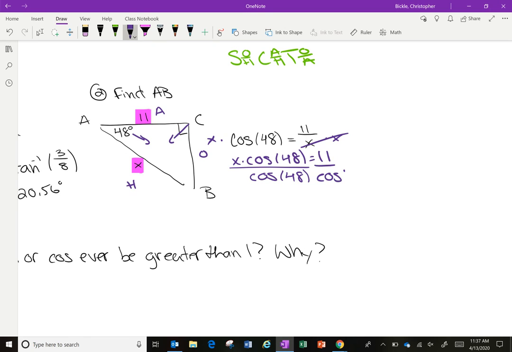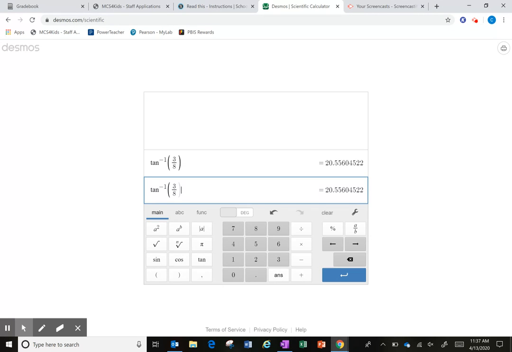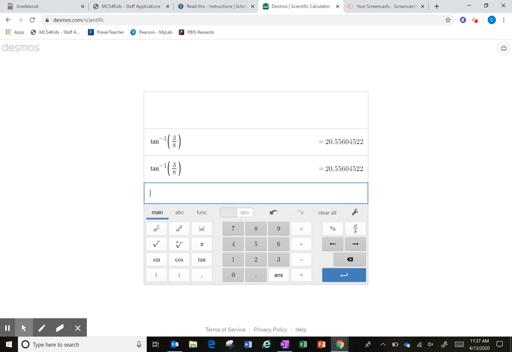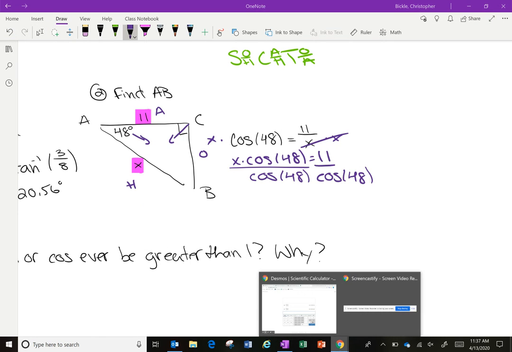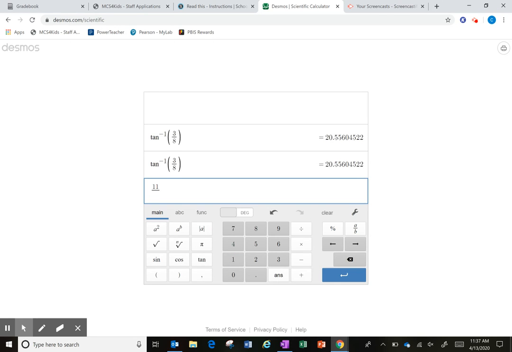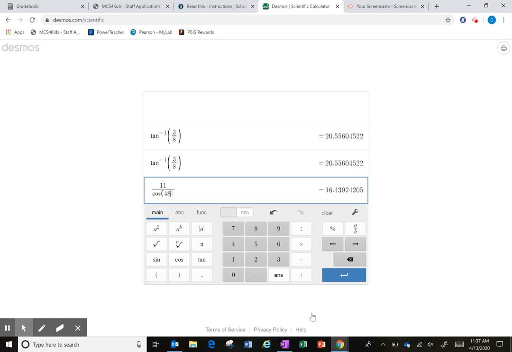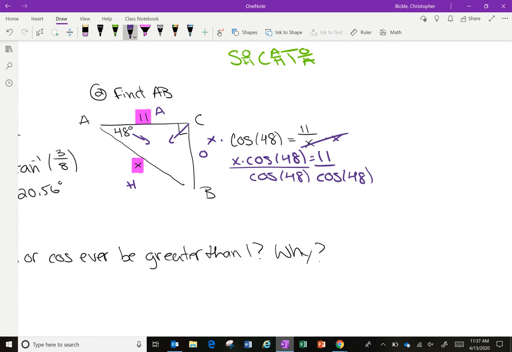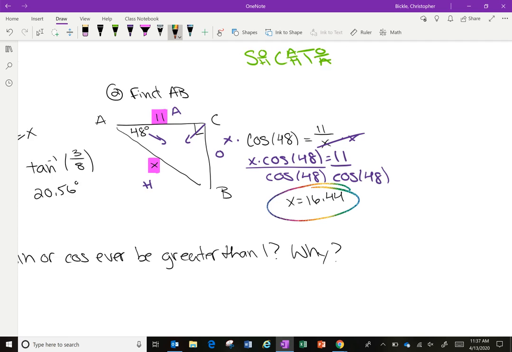Let's get our final answer here, and then we'll talk about that. So it was 11 divided by cosine of 48, right? Always make sure your calculator's in degree mode. 11 divided by cosine of 48 is 16.439, so let's call that 16.44. So that side length x is equal to 16.44, and that's units, whatever it is, inches, feet.